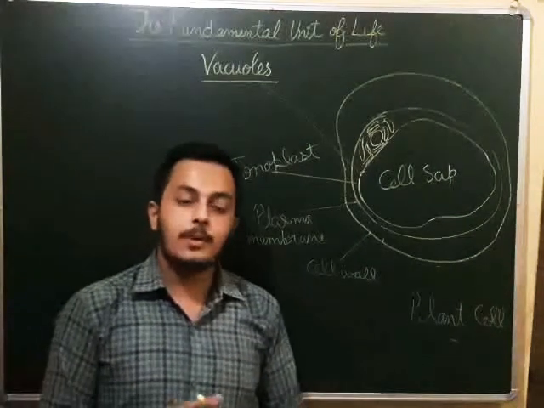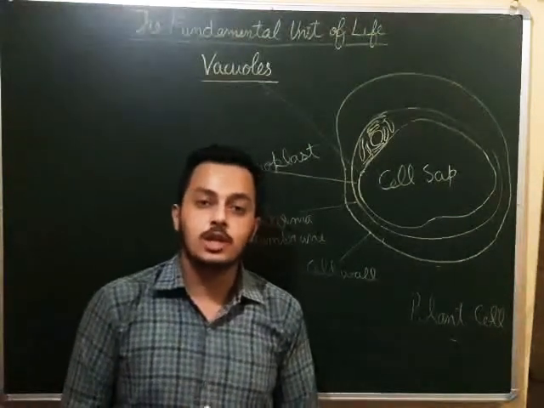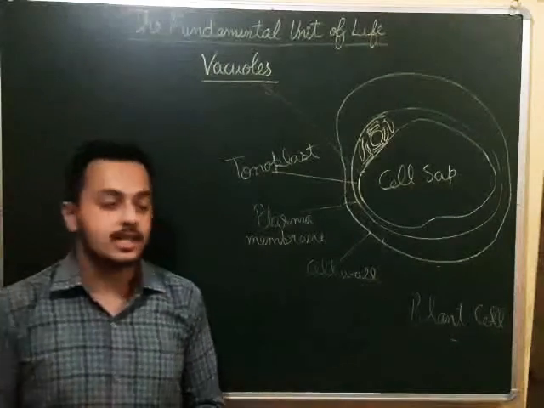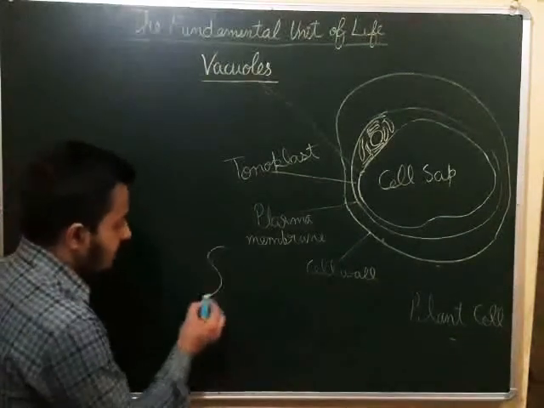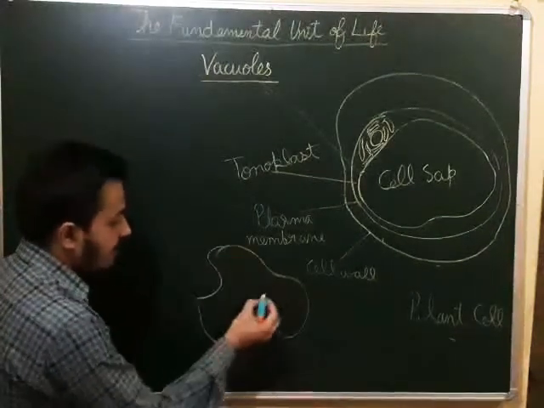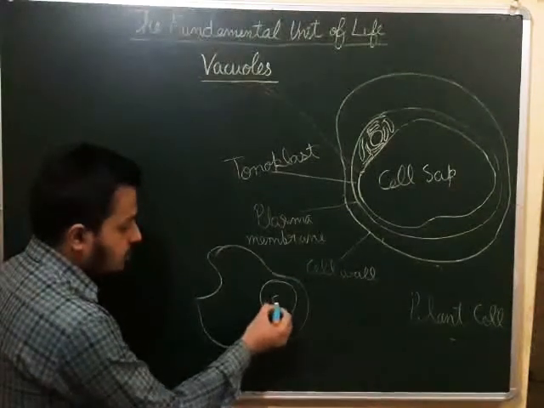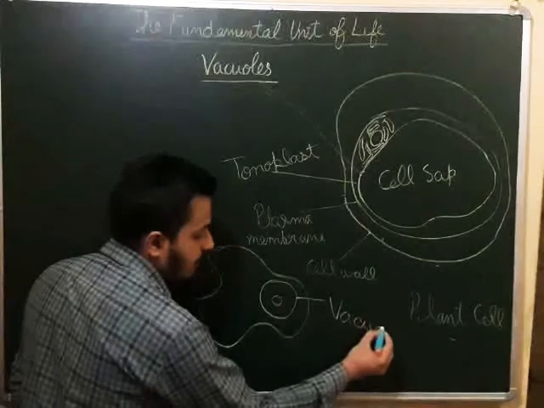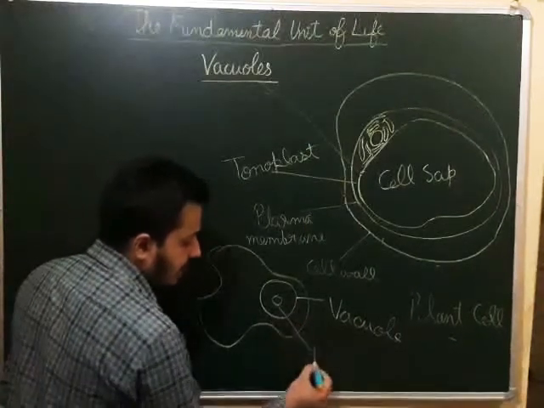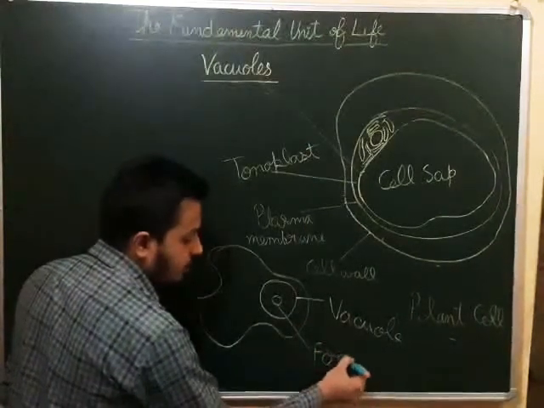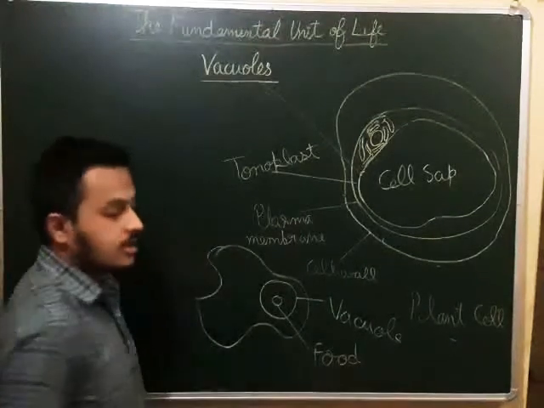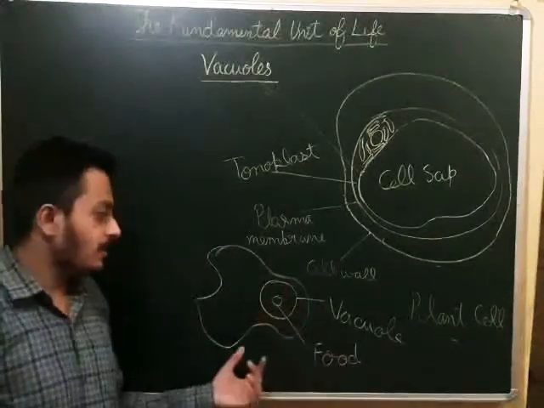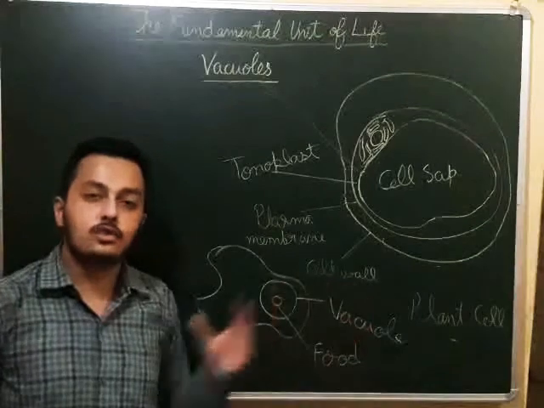The third important function of the vacuole is in unicellular organisms such as amoeba, where it stores the food. This is the vacuole and it stores the food. As it stores the food inside, in unicellular organisms such as amoeba, it is also called the food vacuole.